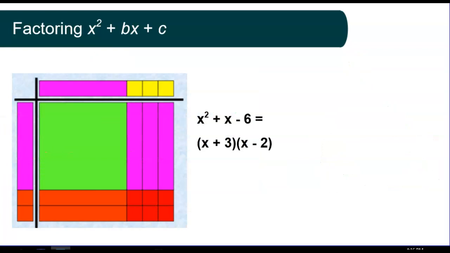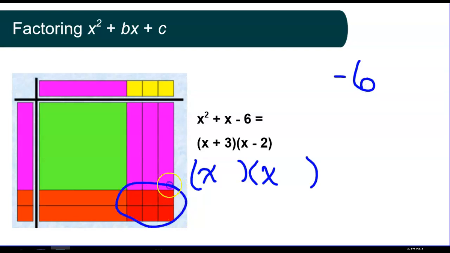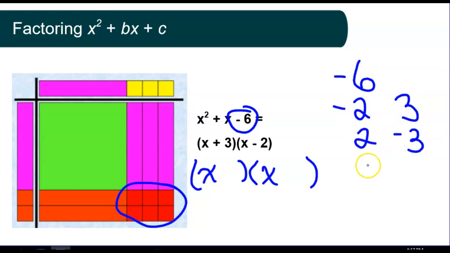Well, let's look at this next example here. Again, I start with x and x because my first term is x squared. But now I'm going to look at my last term, that's c, which is negative 6. So negative 6, right? What are the factors of negative 6? Well, I've got negative 2, positive 3. I've got positive 2, negative 3. I've got 1 and negative 6, or negative 1 and positive 6. All of those factors give me negative 6.